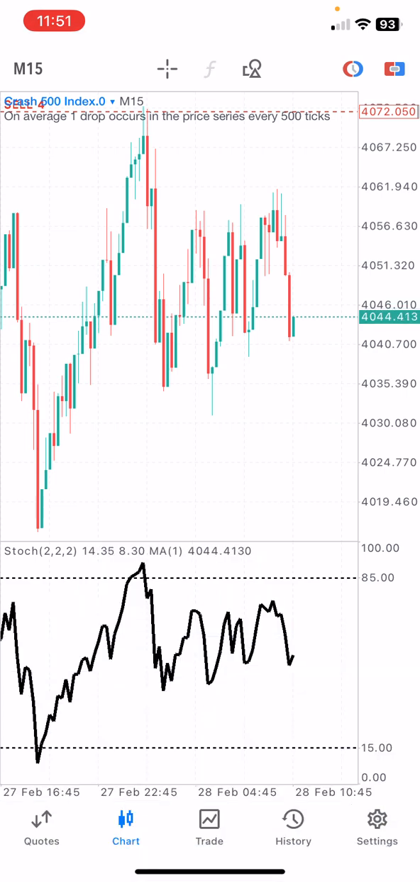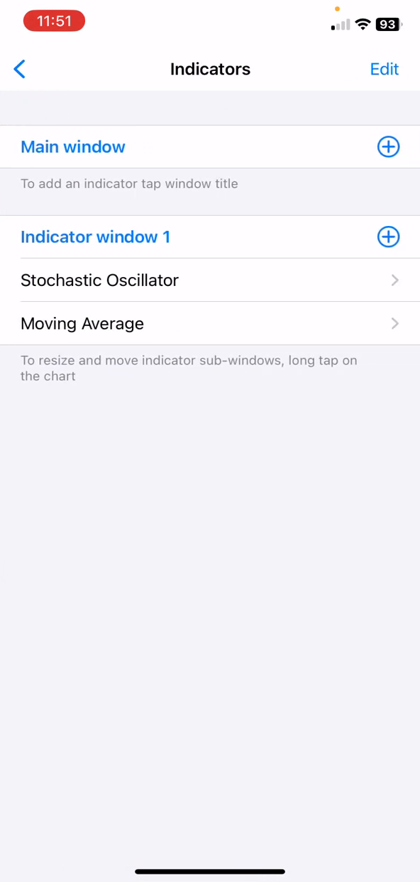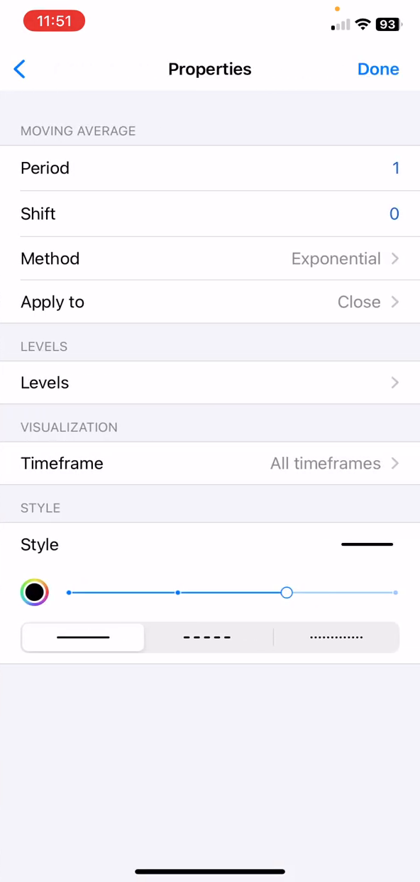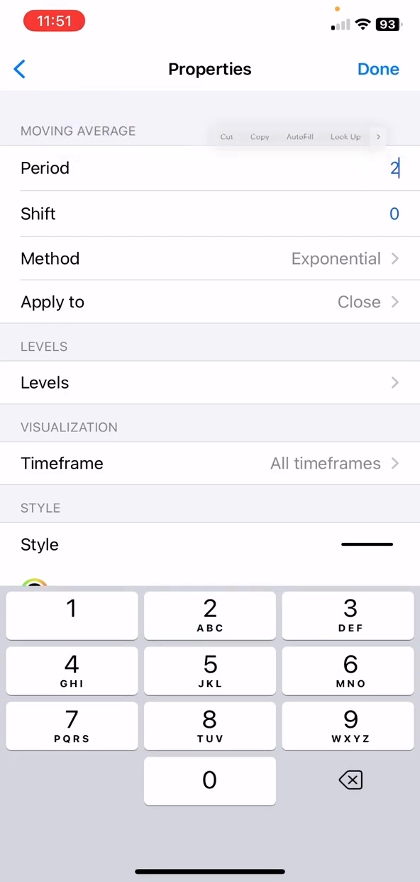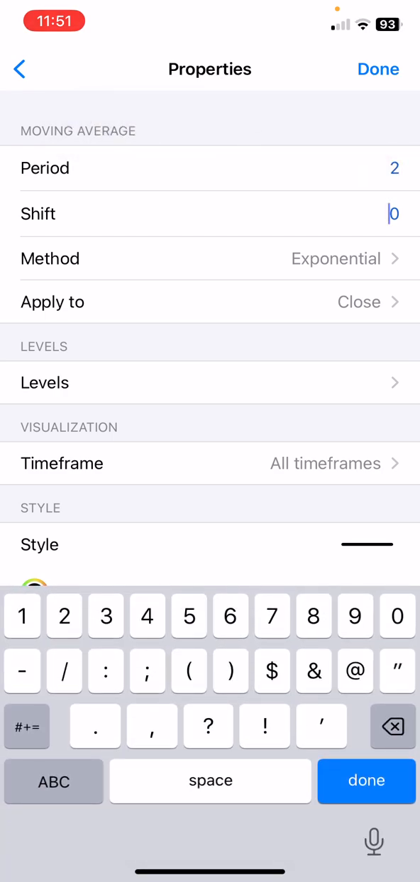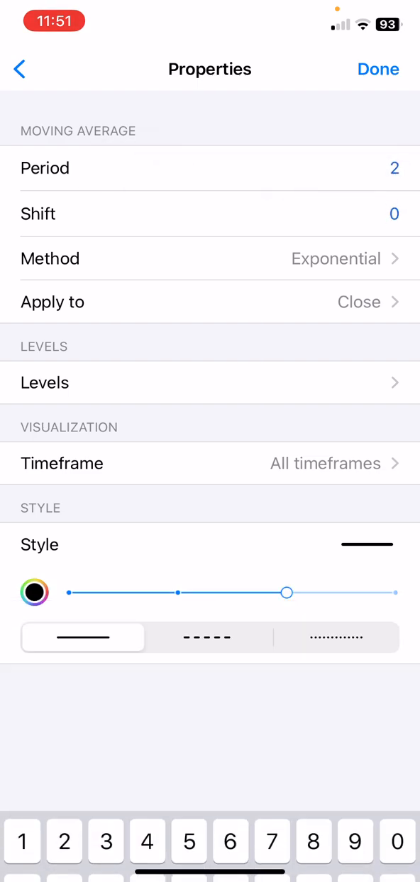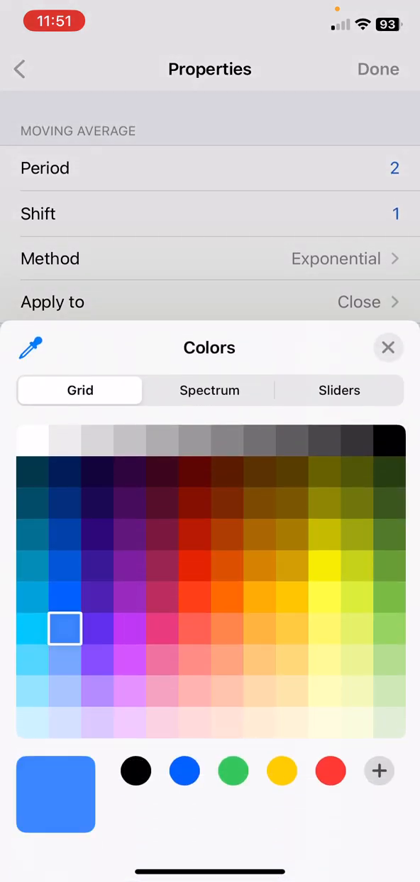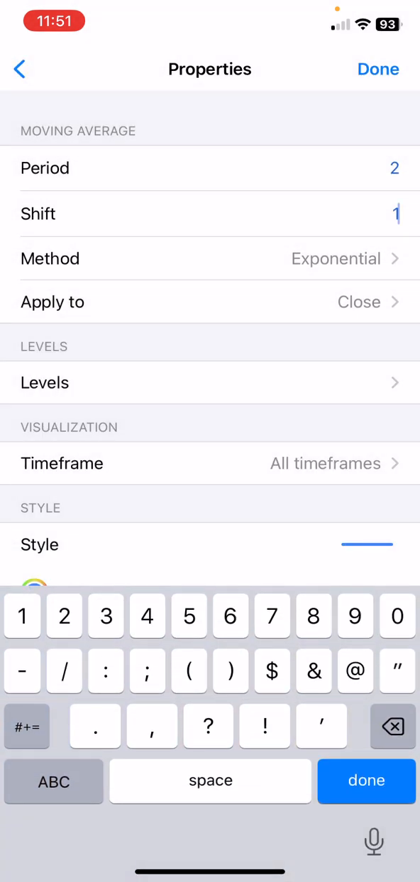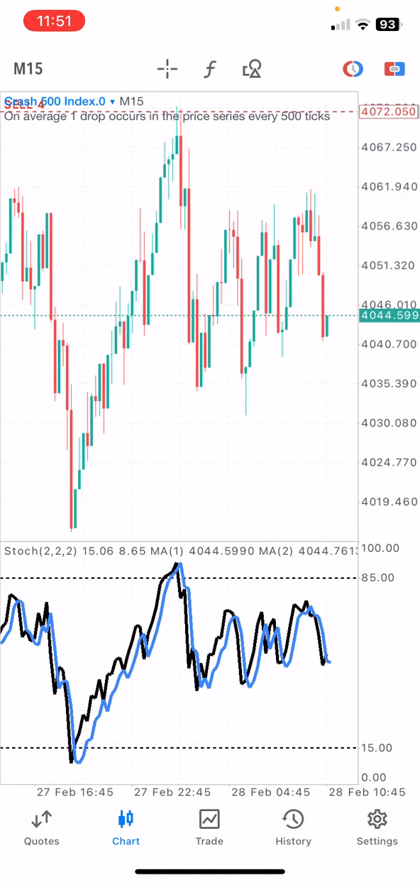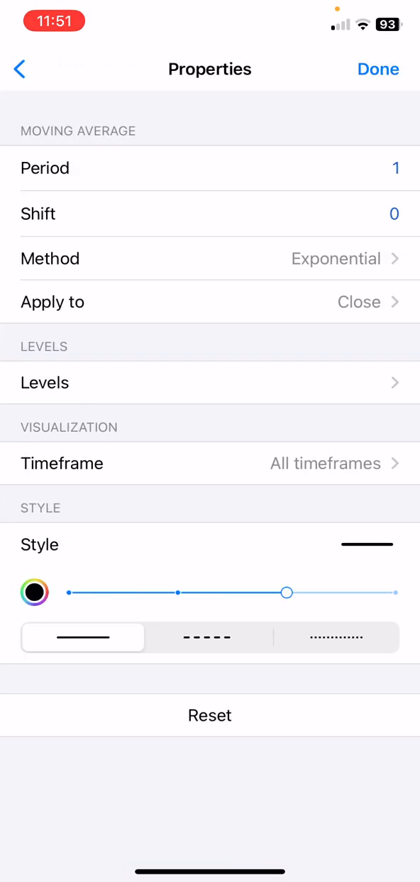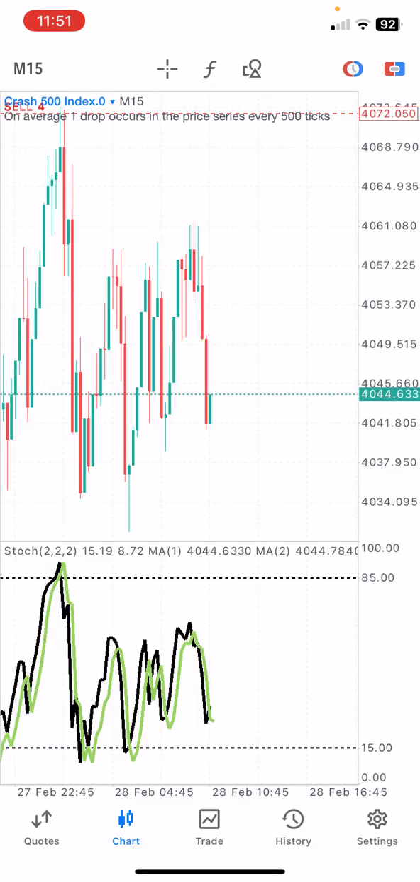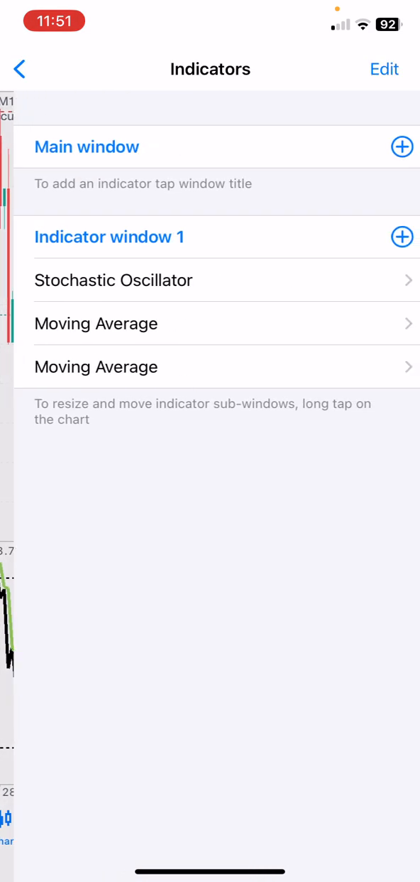Now moving on to the next indicator. Go to your indicator window 1, search for your moving average and click on it. For the second moving average, the period is going to be 2, the shift is going to be 1. For the style, I'm going to be using the blue color, so use any color of your choice. Now click on done when you add it up. Sorry, I'm going to change this color to green.